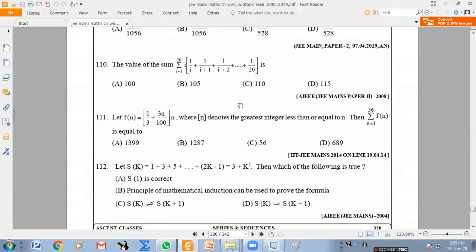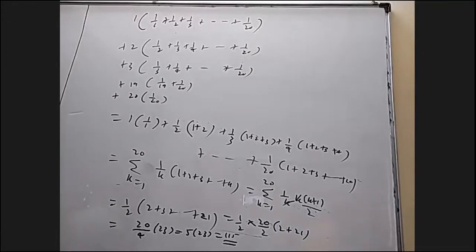Did I write anything wrong? 2 plus 21 is how much? 23. I wrote 42. That's a mistake. This is when you put 1, 2. When you put 20, it is 21. So write 23. Okay. 20 by 4 into 23 is 5 into 23, which is 115. Okay, 115 it is. All right. Yes, sir. So earlier I wrote 40 here. It was some mistake. Now it's fine.